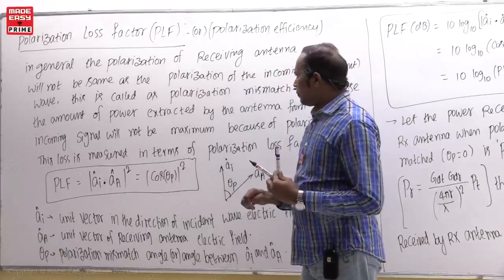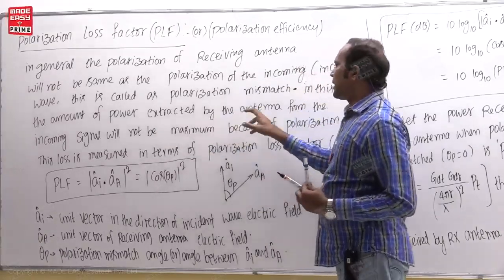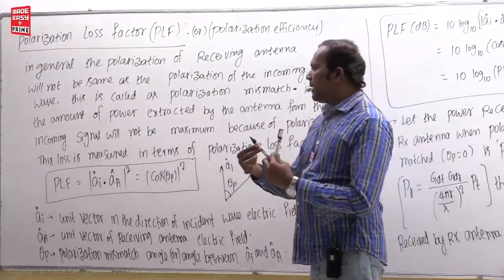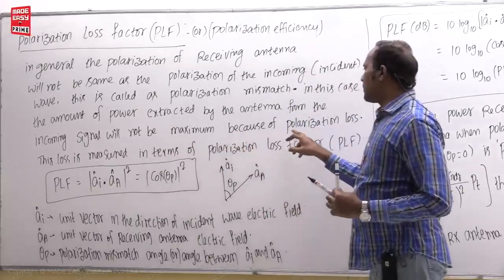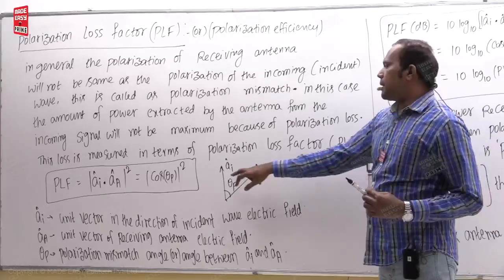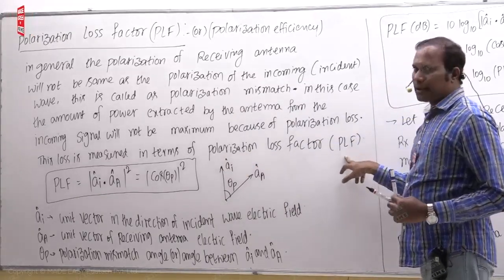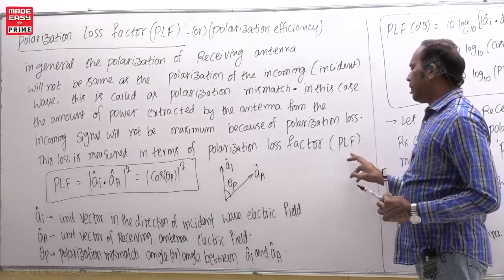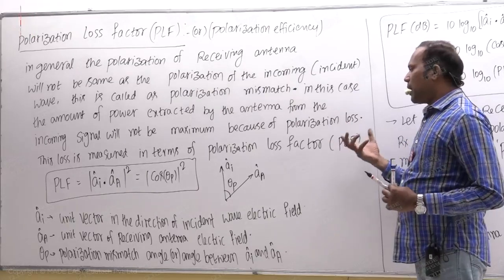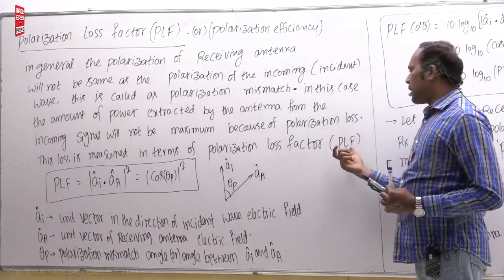Now in this case, the amount of power extracted, that means received by the antenna from the incoming signal, will not be maximum because of polarization loss. This loss is measured in terms of the polarization loss factor, PLF. So how much is lost because of polarization is defined as the polarization loss factor.